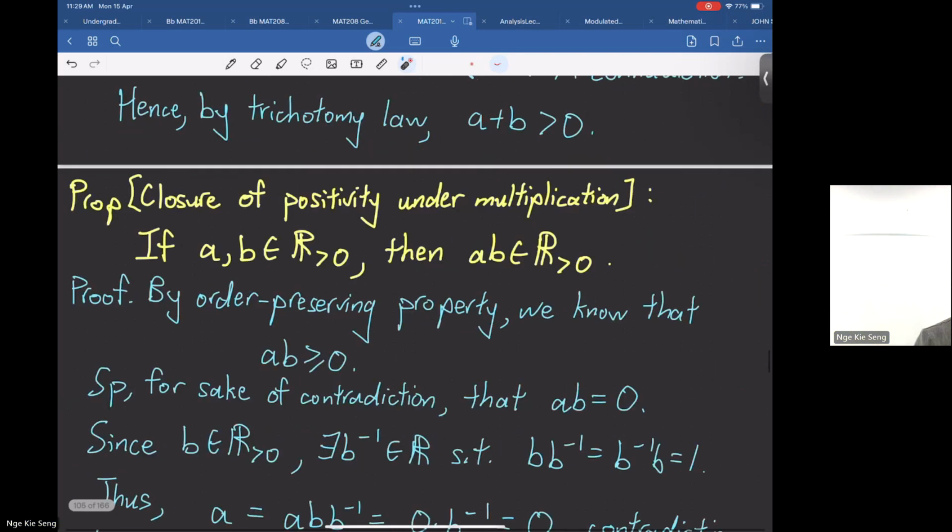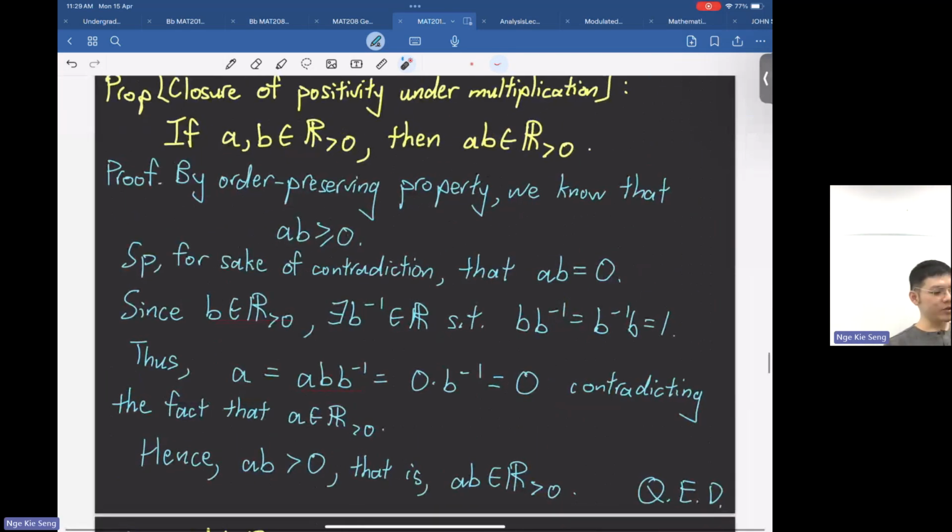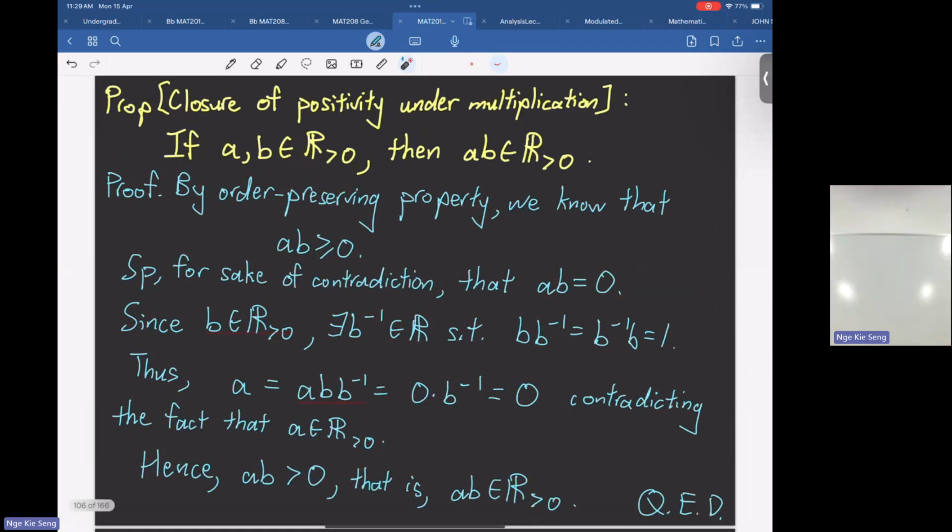Okay. Similarly, you show the closure of positivity under multiplication. Meaning if you have two positive things, greater than 0, then the product is also greater than 0. Same proof, use contradiction. AB cannot be equal to 0. AB cannot be less than 0. Okay, that will be a contradiction. So my claim is with these three propositions here, I can prove 1 is greater than 0.